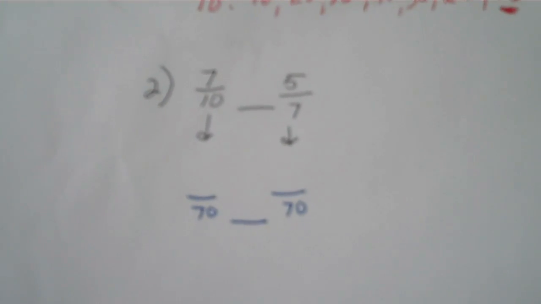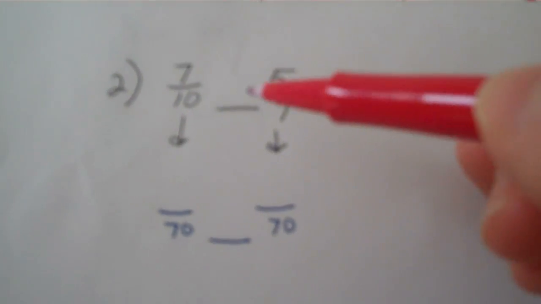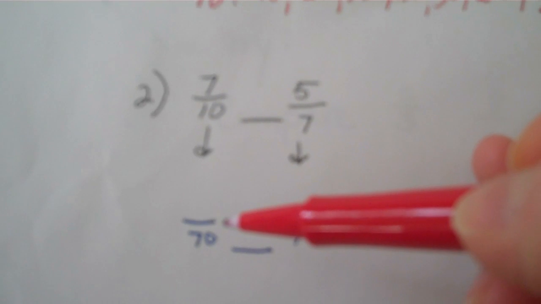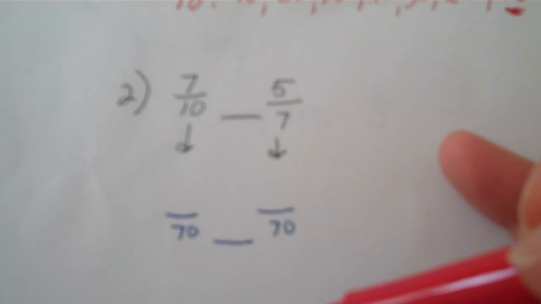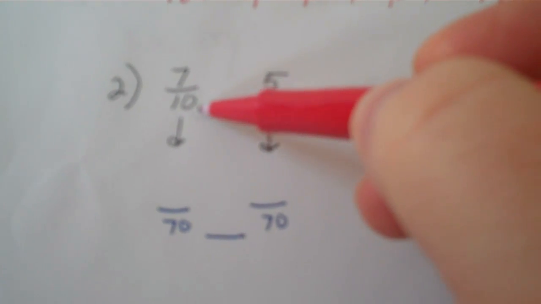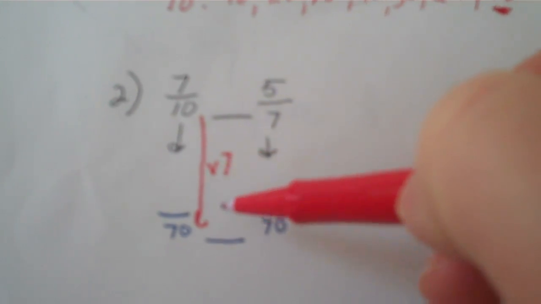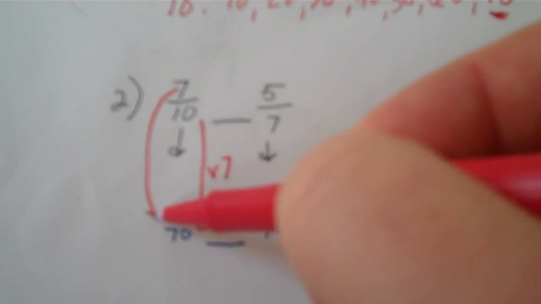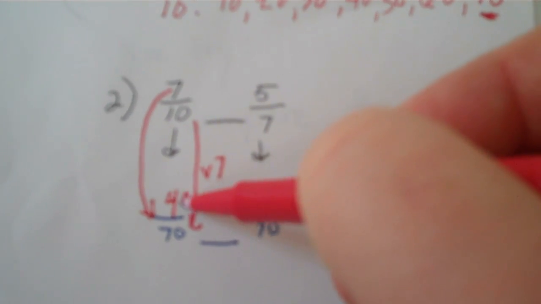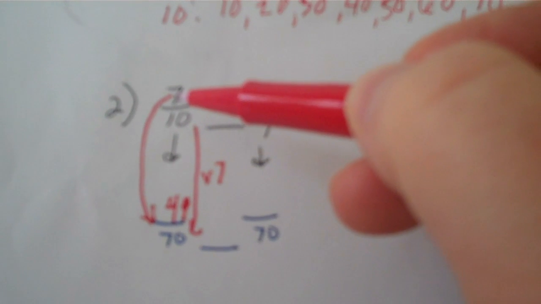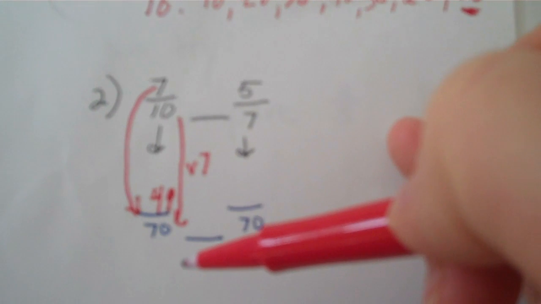Now we need to change both our fractions into new fractions with the common denominator. 7/10 is how many 70ths? I know that with fractions I always need to do the same thing to the top that I do to the bottom. So since on the bottom I multiplied by 7, I also need to multiply by 7 on the top. And 7 times 7 is 49. So this is 49 70ths. 7/10 and 49 70ths are equivalent fractions.